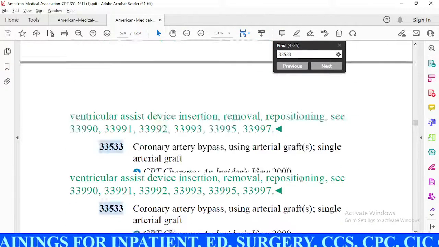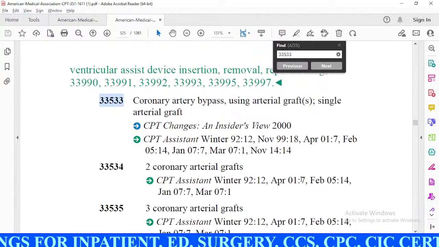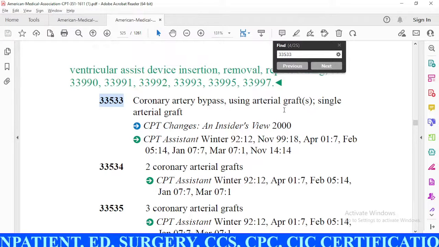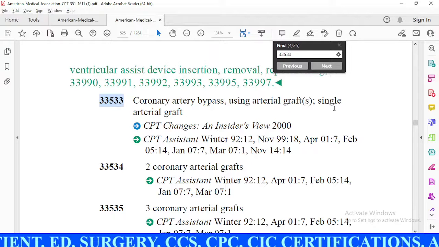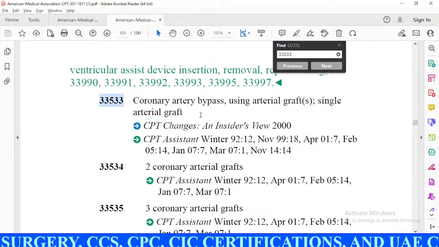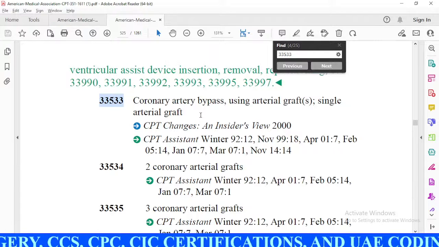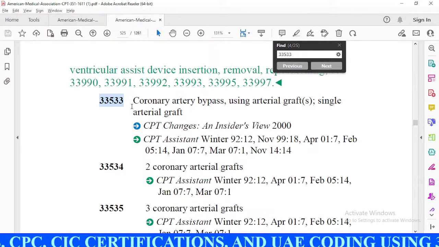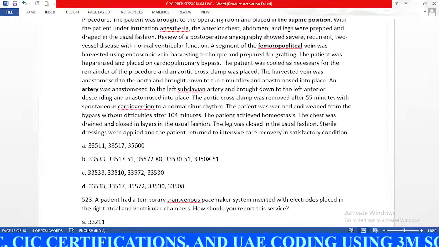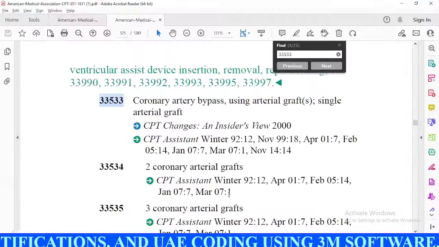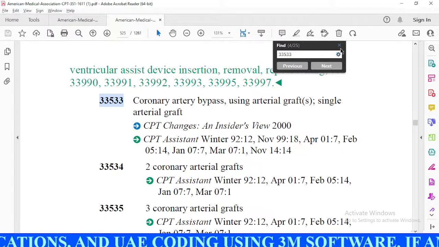One second. Yeah, here we have 33533. What is this? Coronary artery bypass using arterial graft, single arterial graft. So based on our question, the physician has used an artery graft also. So 33533 is correct. So we will check 33517 or 2.